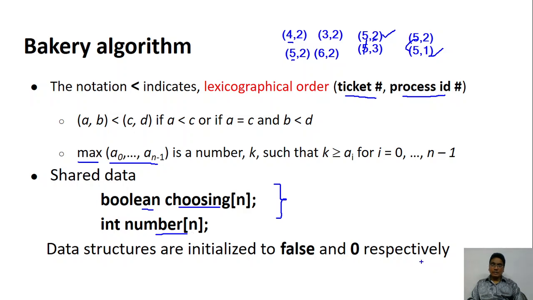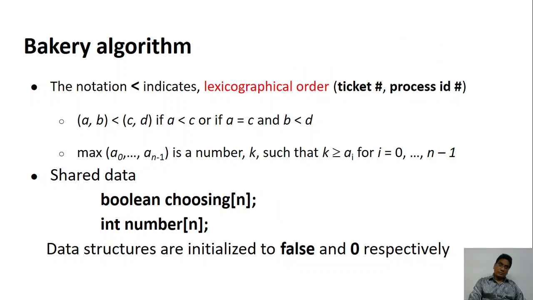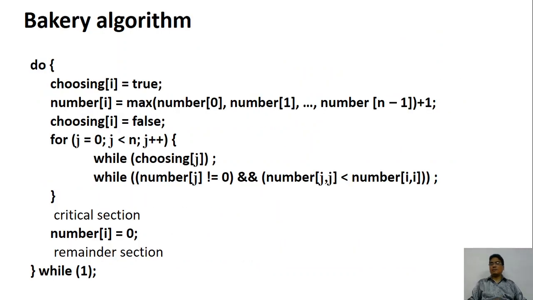Initially, choosing is false because nobody is given a token initially, right? In the beginning nobody gets anything. The bakery is just opened, nothing is there. No number is being chosen. Everybody gets the same number, 0. It is an integer, a small value, 0, the default value for an integer.